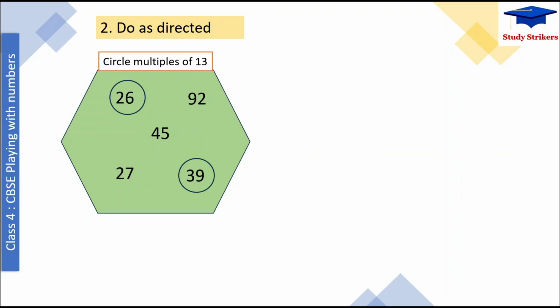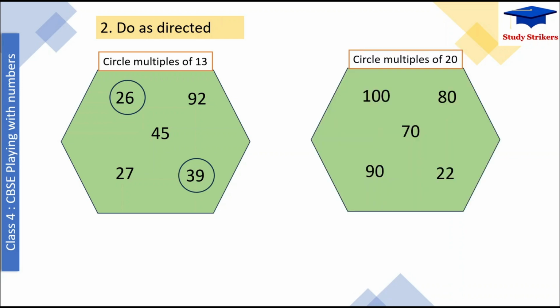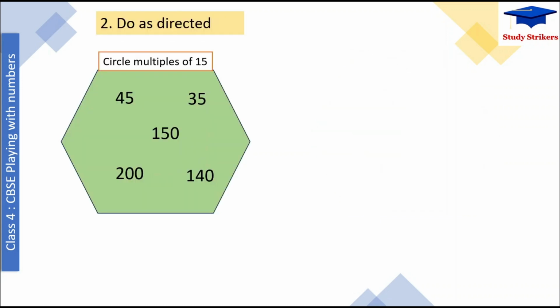Alright, here we go. Next we have to find multiples of 20 out of these numbers. Here we got 100 and 80 as multiples of 20. So let's circle them out. Next we have to find the multiples of 15. The multiples of 15 are 45 and 150. So let's circle them.